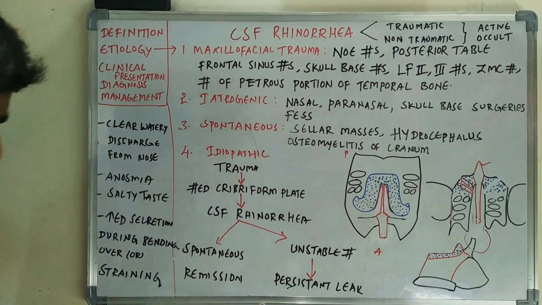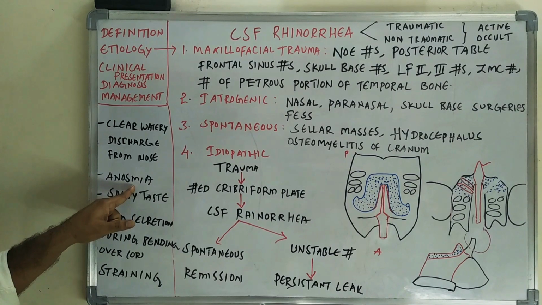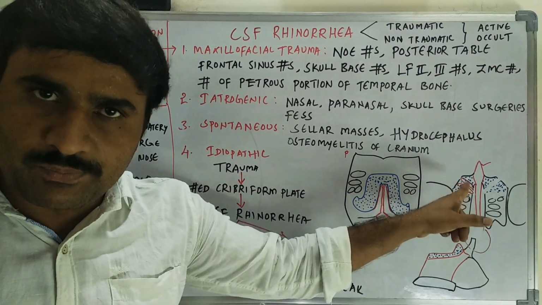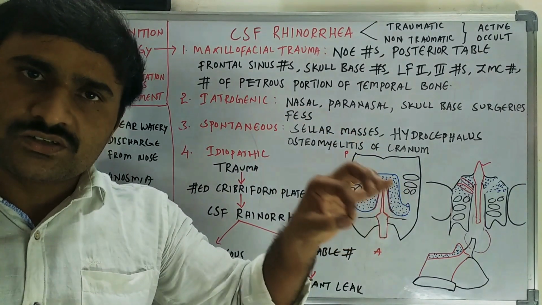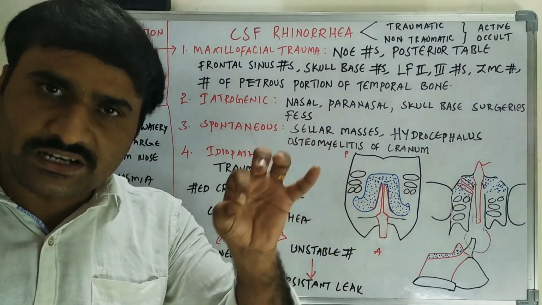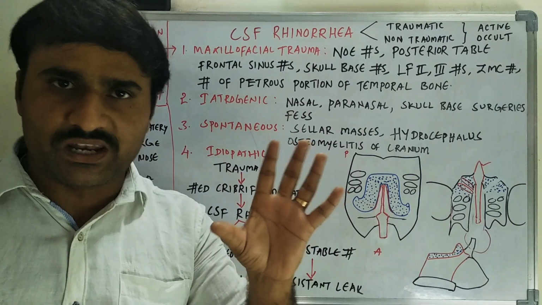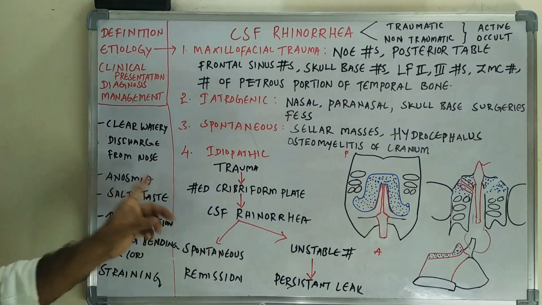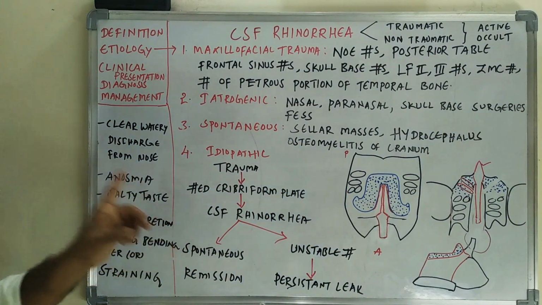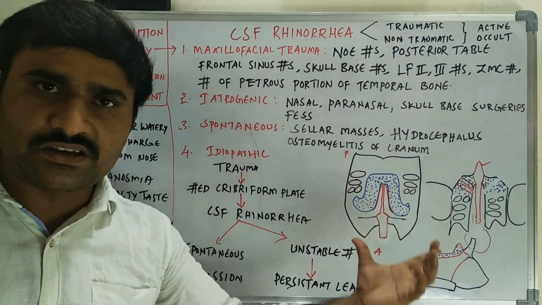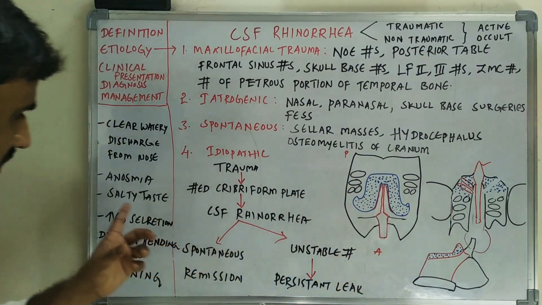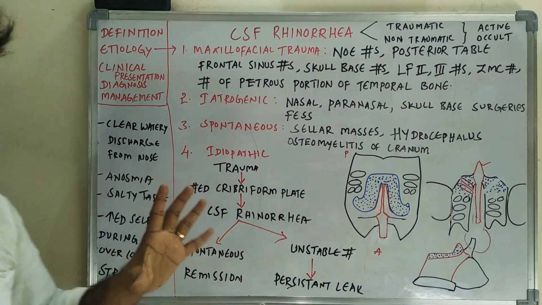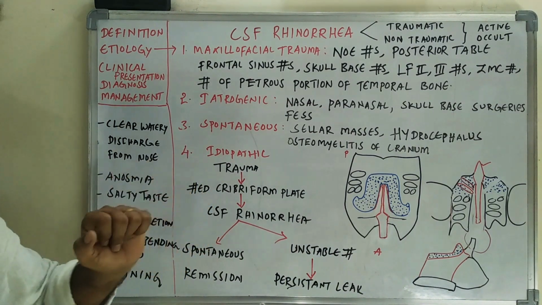We'll see later. And there is anosmia, because the fracture of the cribriform plate will indirectly cause damage or paresthesia of the olfactory nerves. So he can't smell. That is called anosmia. And there is a salty taste also, because CSF is rich in sodium. So it will result in a salty taste. These are the clinical features, not much there.